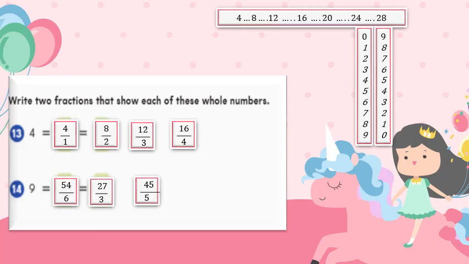45, 1, 2, 3, 4, 5. 45 divided by 5 is equal to 9. What about taking the 18? This 18 is 9 times 2. So if I say 18 divided by 2, it will give me 9.